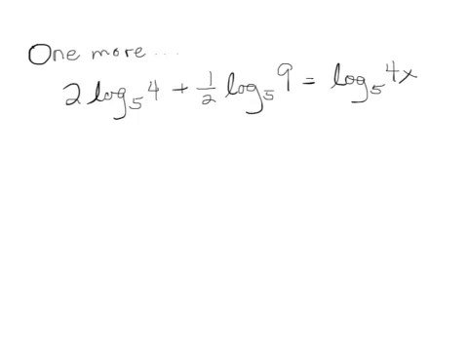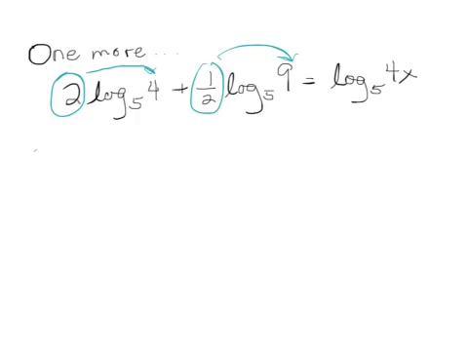And the last example we'll do today, this is kind of a doozy. It's going to involve all the properties pretty much. First I'm going to see if I have multiple logs, I want to condense them down. So I'm going to move these coefficients back to being exponents. I'm going to use that power property and condense it to one log. Remember, that's the key. We want one log on each side.